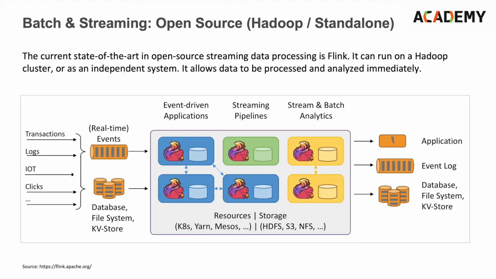There are, of course, real dedicated streaming tools, however, which are what you would use when you have the need for a real-time stream. The most well-known of these is going to be Flink. Apache Flink is the best-known open-source streaming data processing tool. It can run on a Hadoop cluster, but it can also run as an independent system, and it lets you process and analyze incoming data immediately. So it can pull transactional data, logs, IoT data, click streams directly into a real-time event queue, and then Flink will pull that data in as it arrives in real time, process it, and store it.